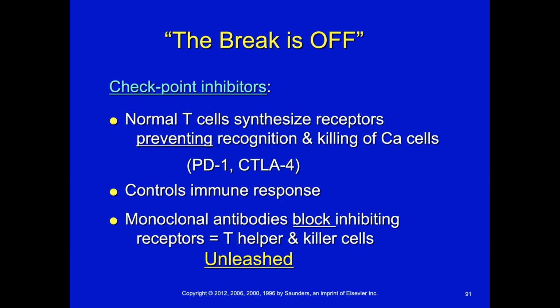They would stimulate these cells to again be able to recognize and kill the cancer cells. And that's exactly what happens. It's primarily the T helper and the T killer cells. By blocking these particular receptors, they are now what is called unleashed. They can now go out and start destroying cancers again the way that they were originally designed to do.